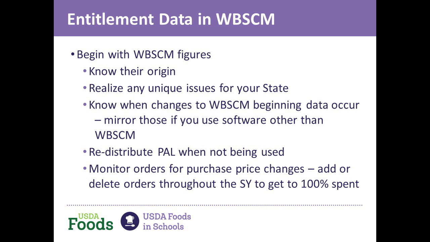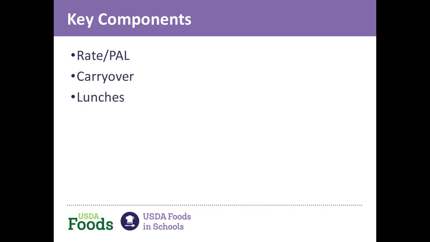Redistribute unspent PAL, or planned assistance level, to SFAs who will use it. Monitor orders for your purchase price changes, and then add or delete orders throughout the school year to get to 100% spent. And now we'll discuss the key components of entitlement: rate, carryover, and eligible lunches for National School Lunch Program in WebSCM on the budget screen.